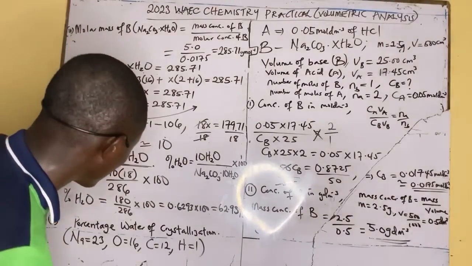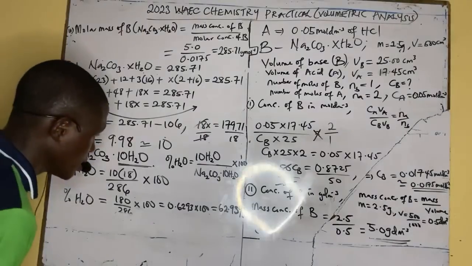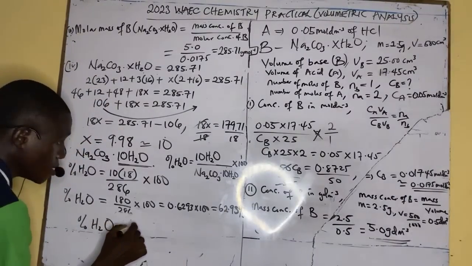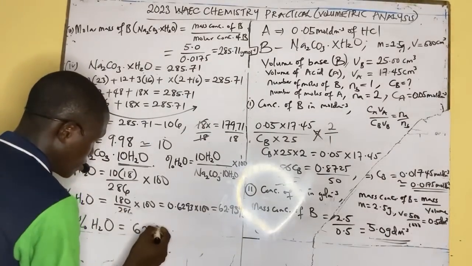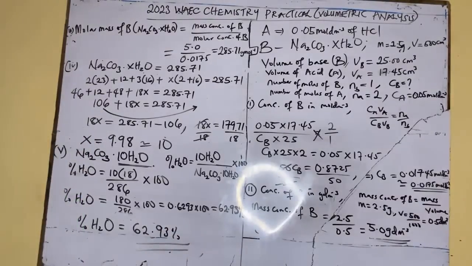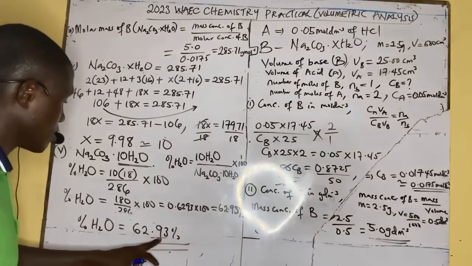So we have come to the end of this class. Let me just write it here. So percentage water of crystallization is 62.9%. You can leave it to three significant figures. So that's the percentage of water of crystallization.